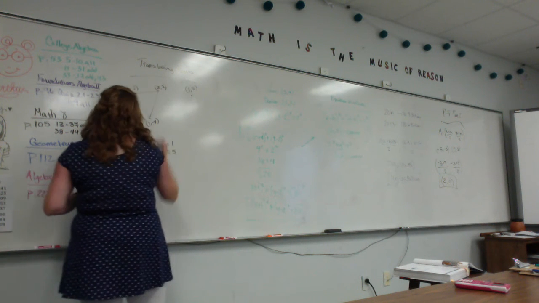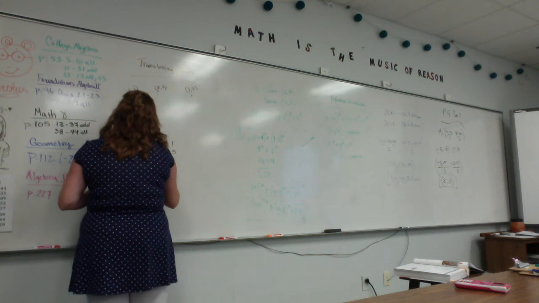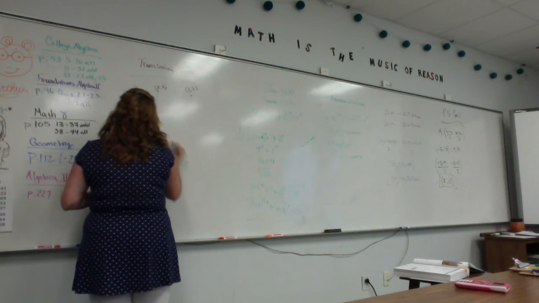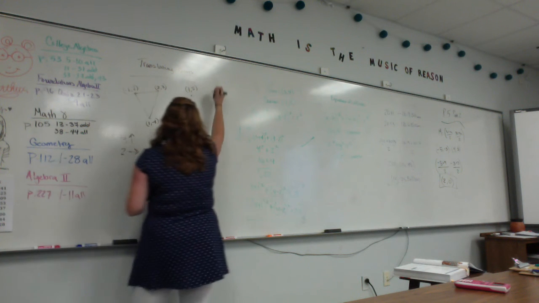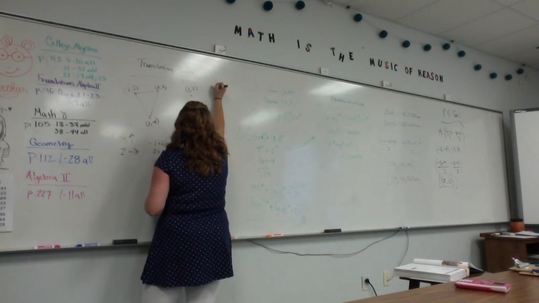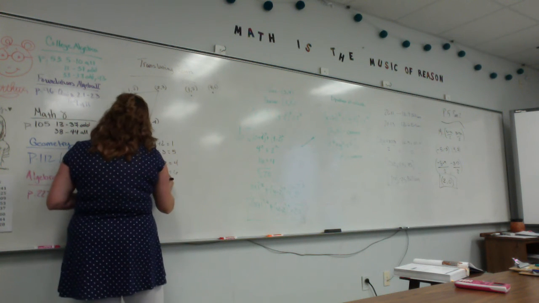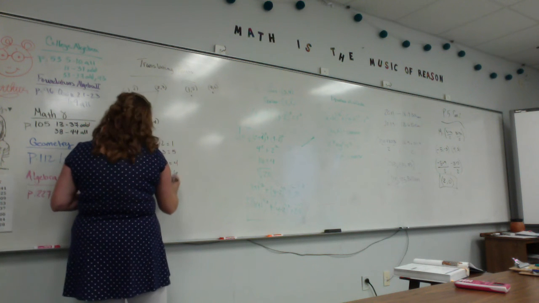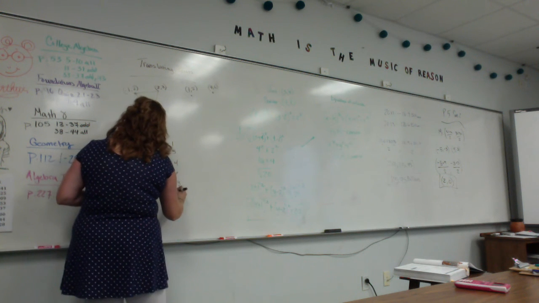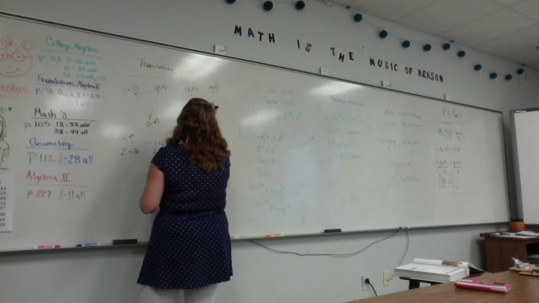Then I'm going to shift the other one, and I'm going to say 2 plus 2, which is 4. And I'm going to say 3 plus 3, which is 6. So the other point shifts to 4, 6. Then this one, I'm going to say 1 plus 2, which is 3. And I'm going to say -4 plus 3, which is -1. So my next point is at 3, -1.